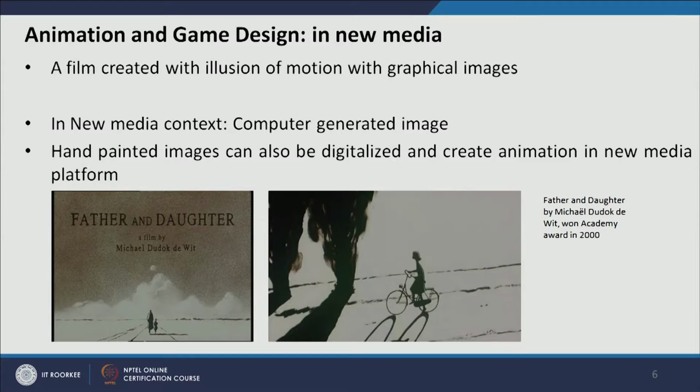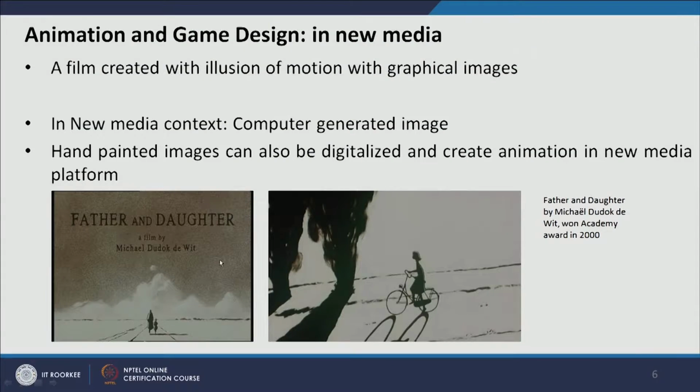So if we take other examples of films which are adapted from a 2D painting, we have Father and Daughter by Michael Dudok, which won an Academy Award in 2000 for short animation. So this was hand painted, but then it was transferred into digitalized form, and computer-generated animation was created using this. So you can see this is all hand-painted watercolor.